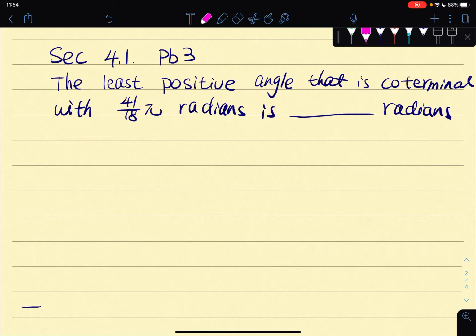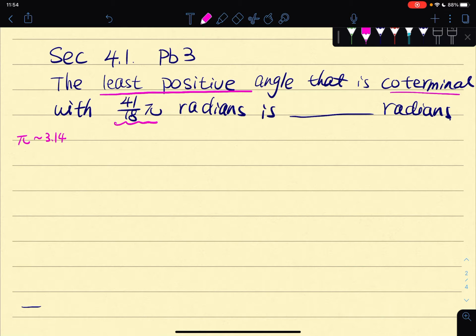So we are going to discuss problem number 3 from section 4.1 in the homework. We want to find the least positive angle that is coterminal with the one that's given to you. Make sure you get yourself comfortable knowing that pi is roughly speaking 3.14, so you can do a very brief estimation whenever it's needed.